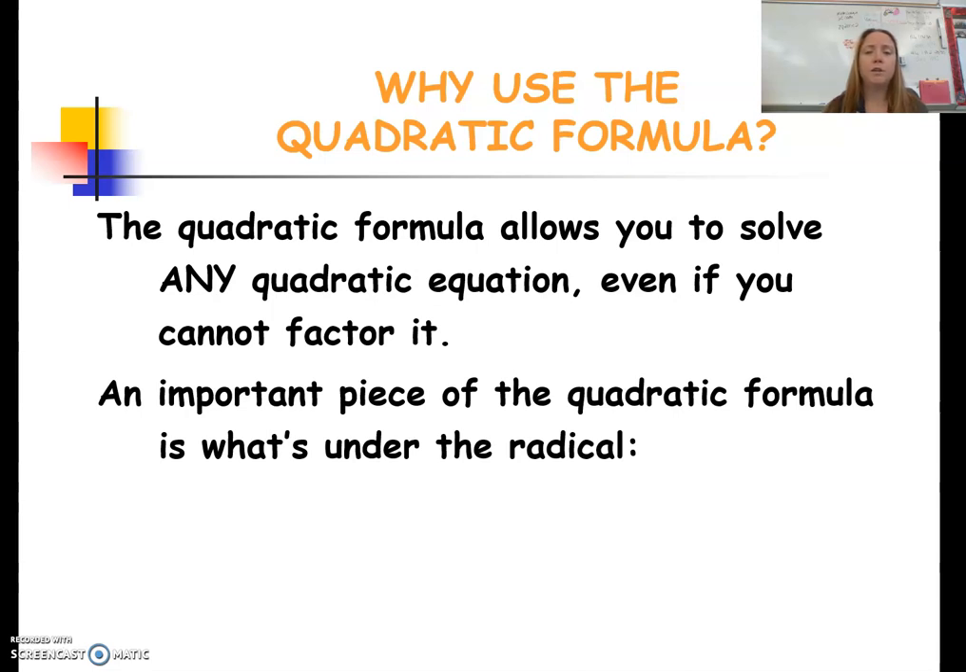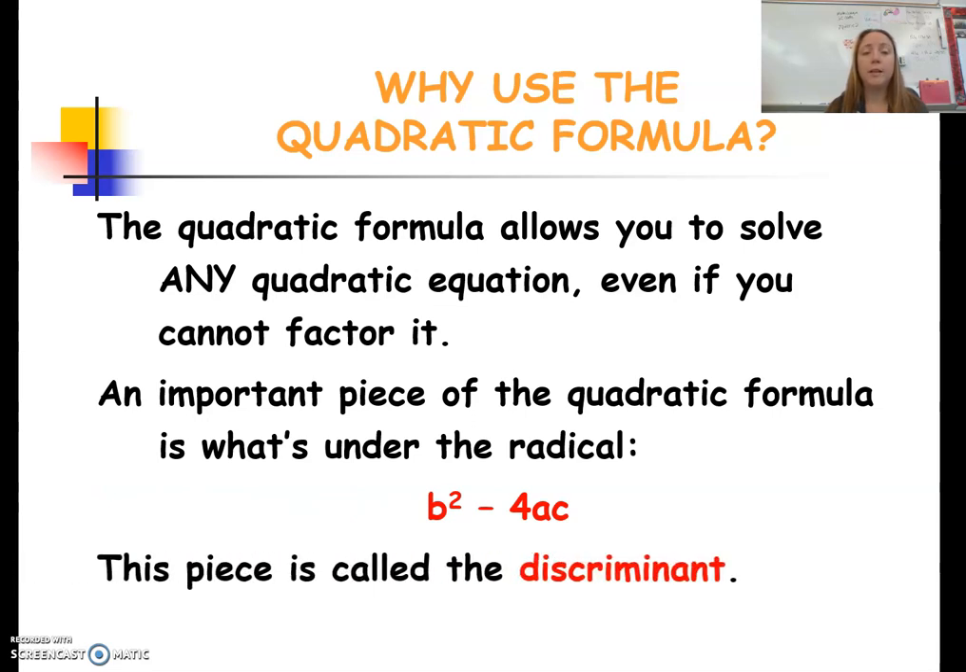An important piece of the quadratic formula is what's underneath the radical. Because of the radical, the square root, it has a lot of limitations to it. B squared minus 4ac is called the discriminant. It helps identify what types of roots we're going to have. So this is an important piece to make sure you're writing down. It's the b squared minus 4ac. Again, it's called your discriminant.